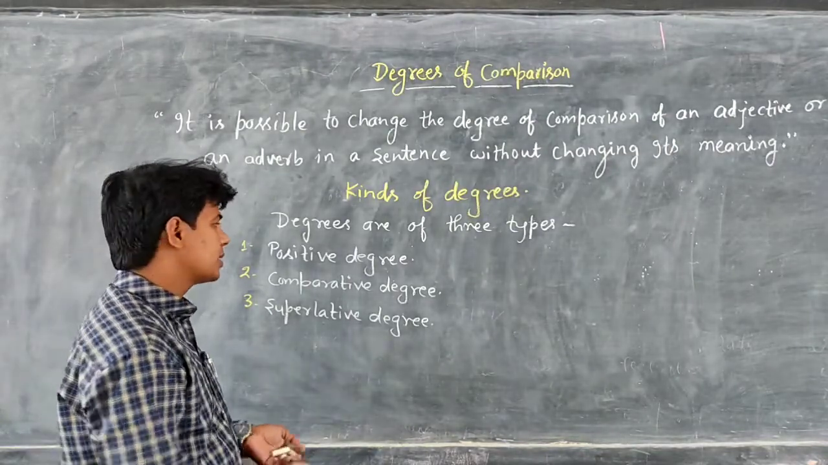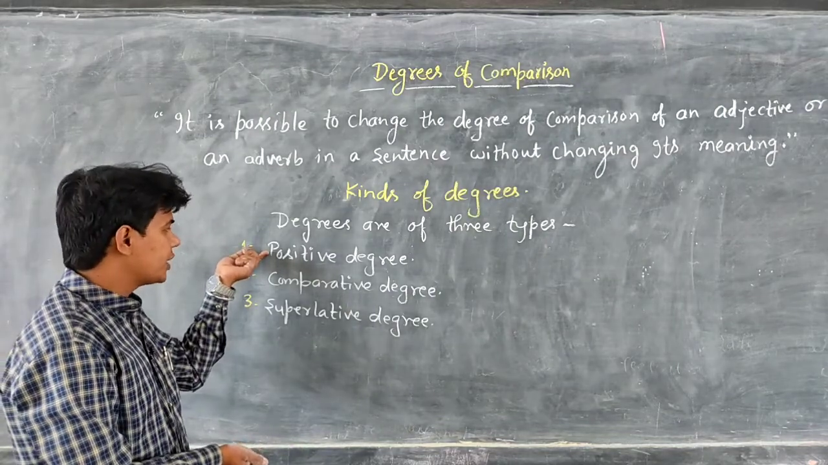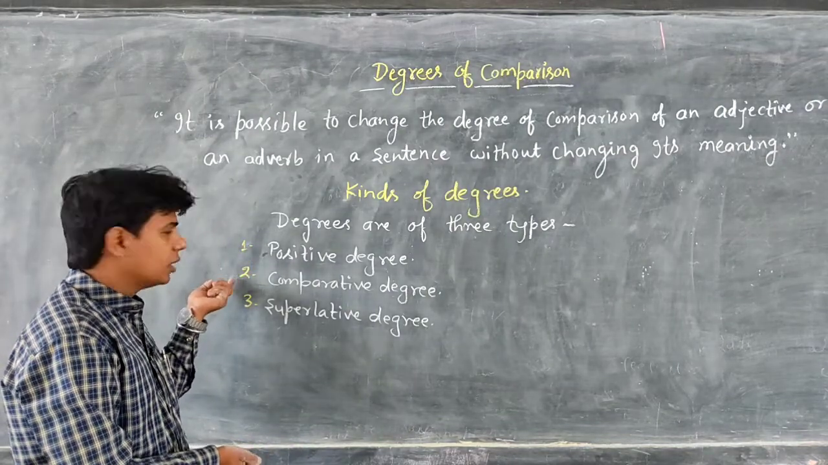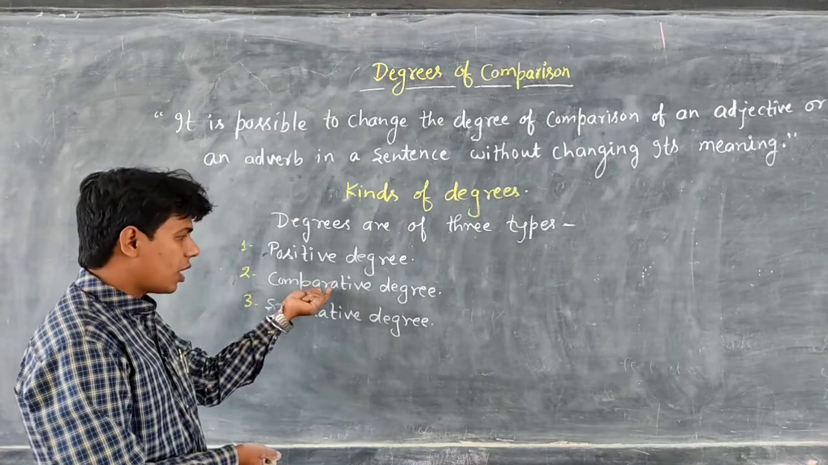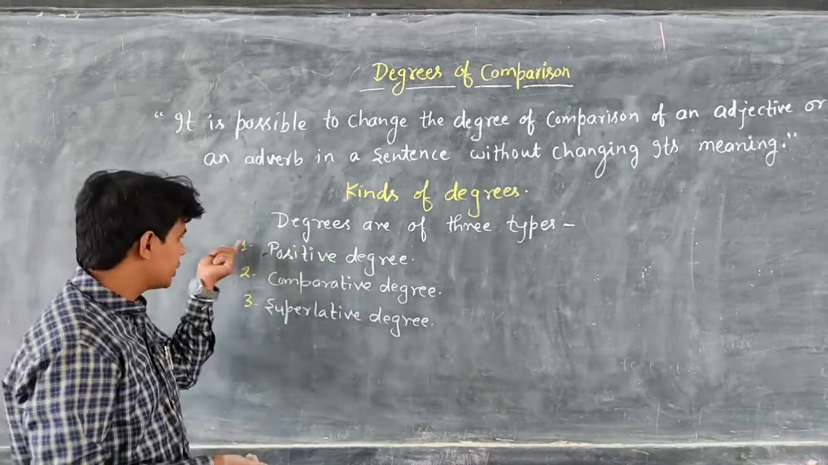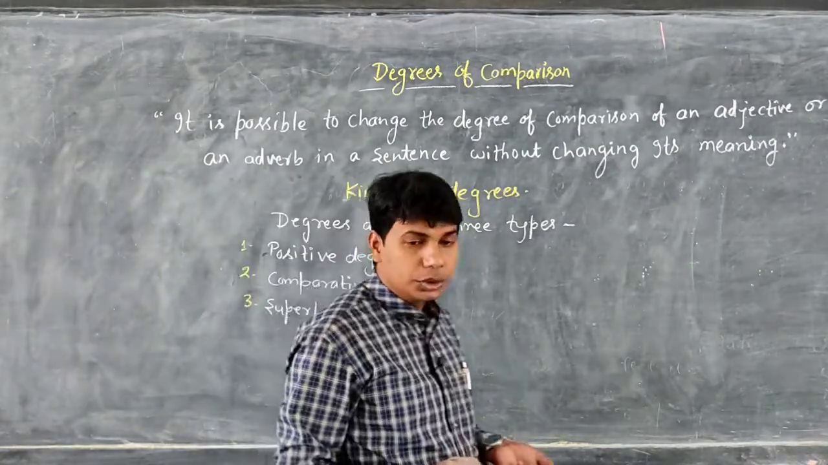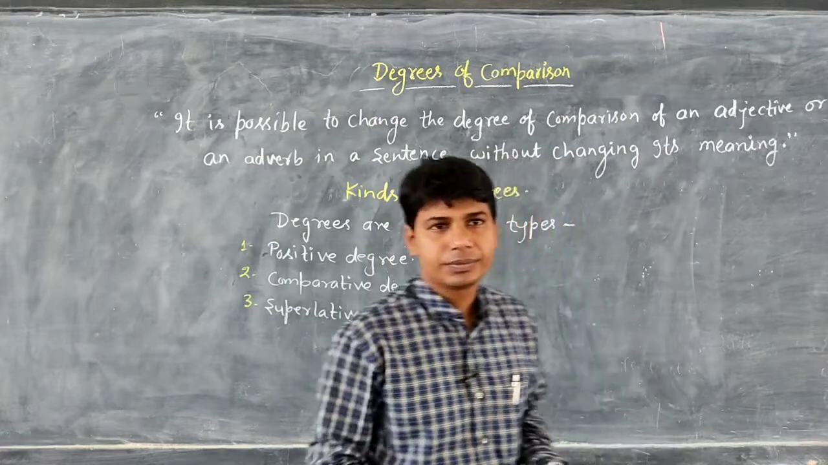In your exams, positive degree is given and you are asked to change into comparative. Comparative is given, you are asked to change into positive, or positive is given and you are asked to change into superlative. Okay, students. So first of all, you must identify the degrees.